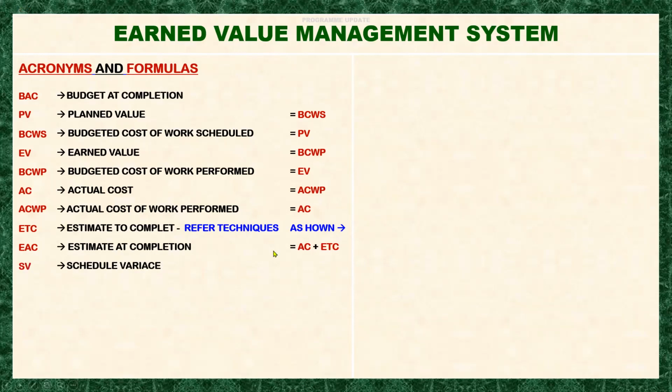Next is the schedule variance. The formula is the earned value less the planned value. Of course, when you prepare a project, you always have a planned value, right?